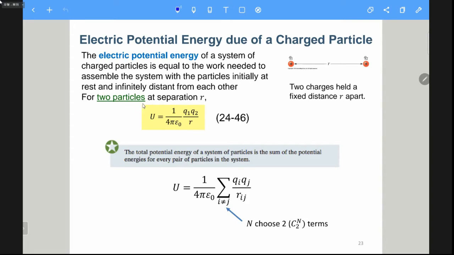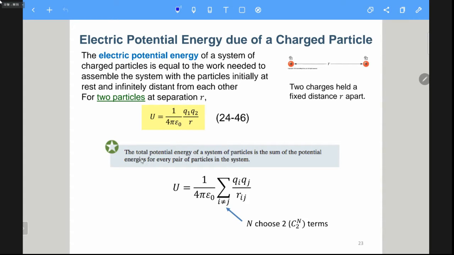For two particles at separation r, U is this expression. We still have this k here, and then we have Q1 Q2 over r. So altogether we have four expressions: the electrostatic force, known as Coulomb's force, the electric field, the electric potential, and here the electric potential energy.